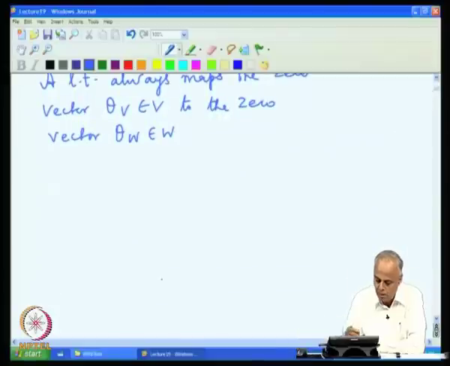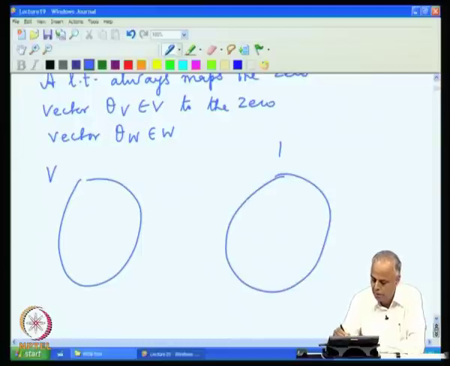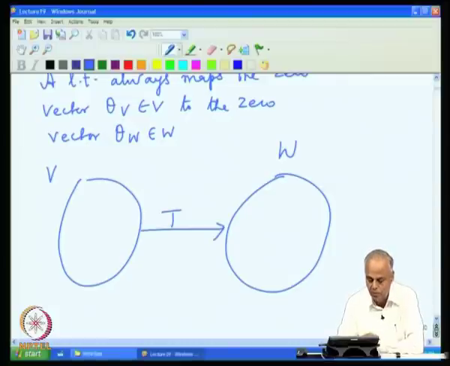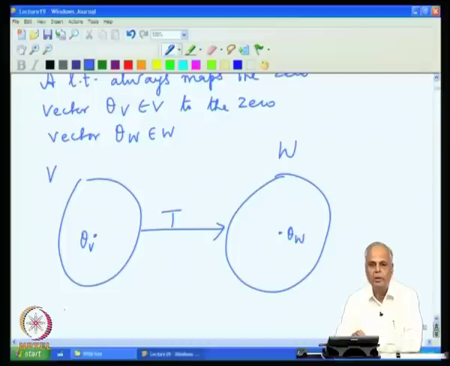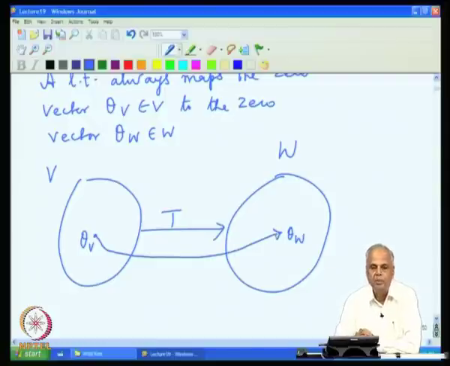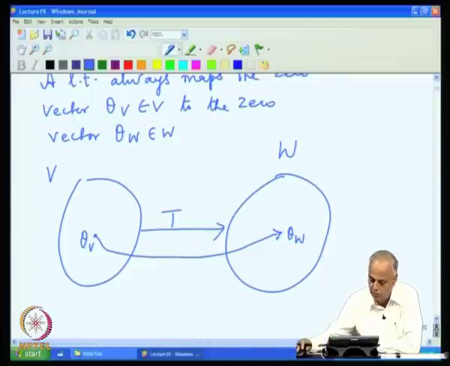So, what does that mean? We have the vector space V and the vector space W, and T is the transformation that takes V vectors into W vectors. Theta V is the 0 vector in V, and theta W is the 0 vector in W. T pulls along this 0 and maps it to that 0. This is a typical property of linear transformations.